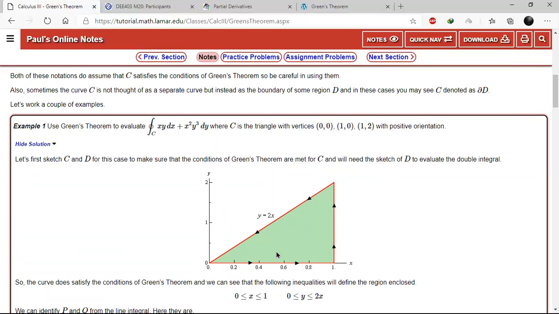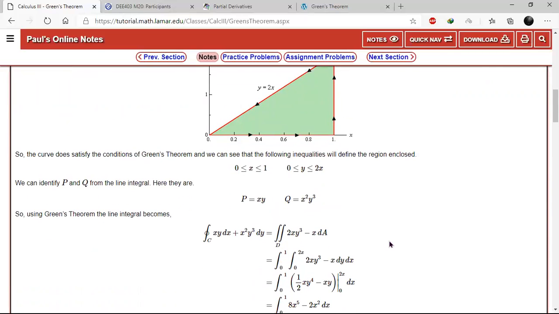So the limit for the x variable: the lower limit is 0, the upper limit is 1. The same case for the y derivative, or the y axis. The lower limit, you can see, is obviously 0, and the upper limit, you can see, is 2x. So the limits for the y variable will be from 0 to 2x.